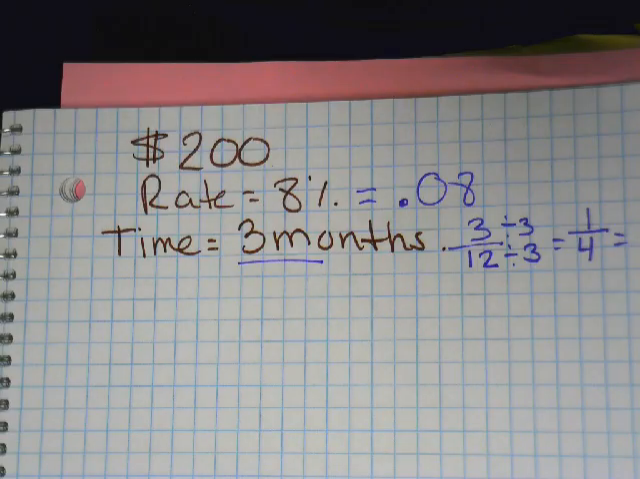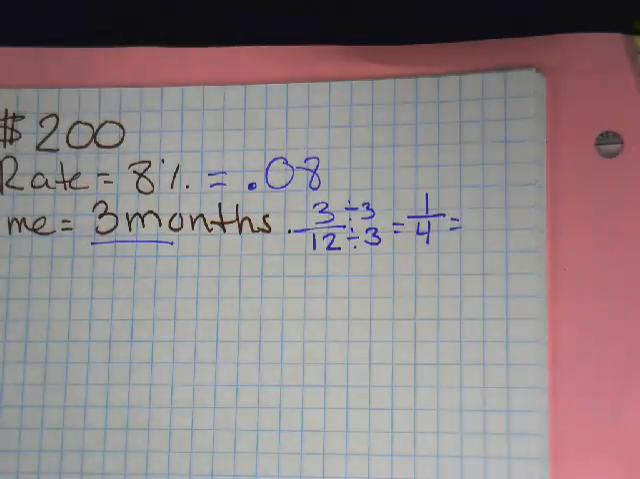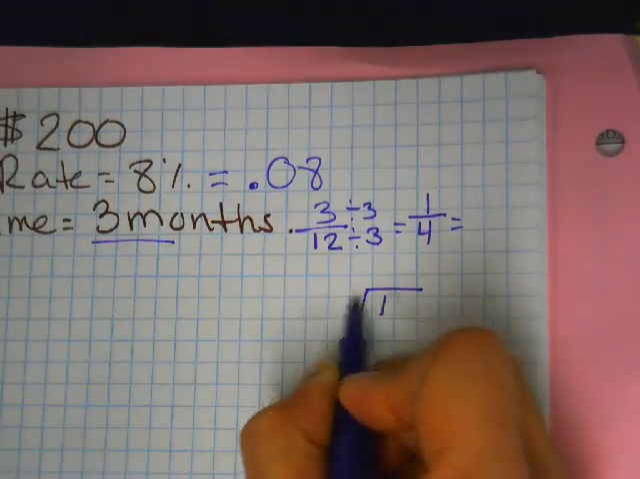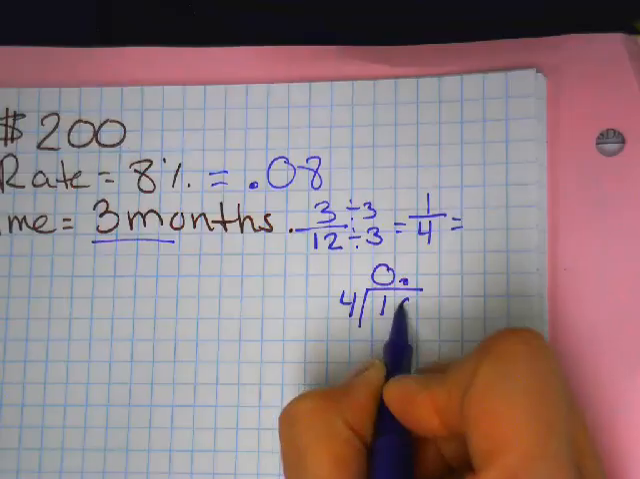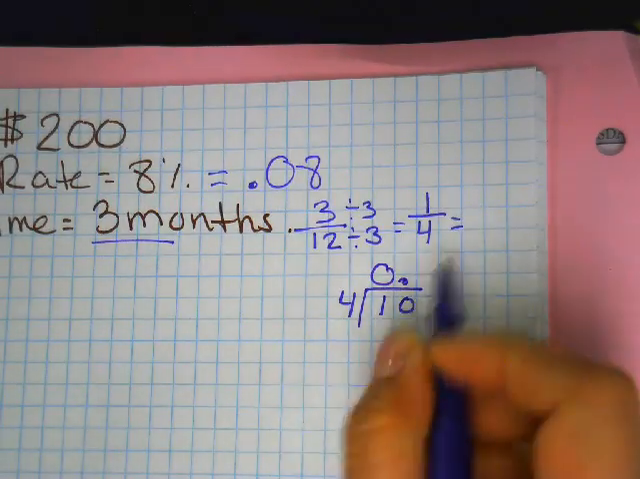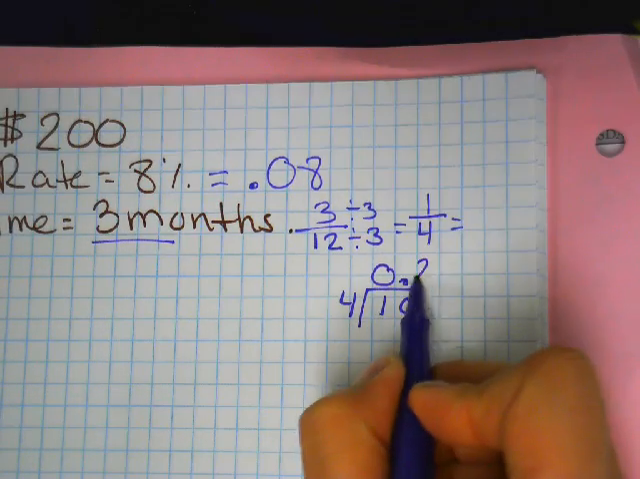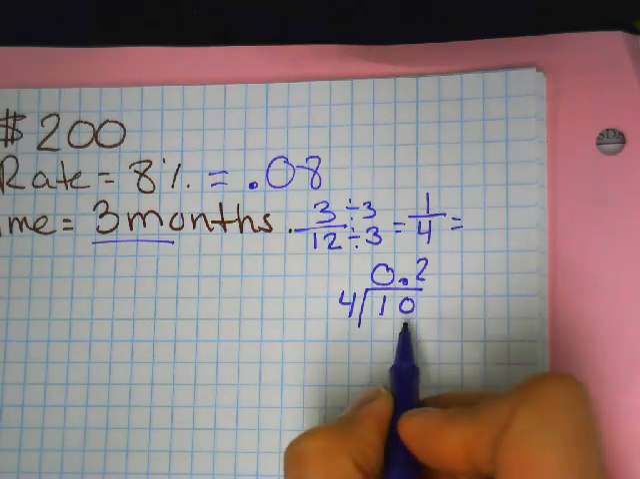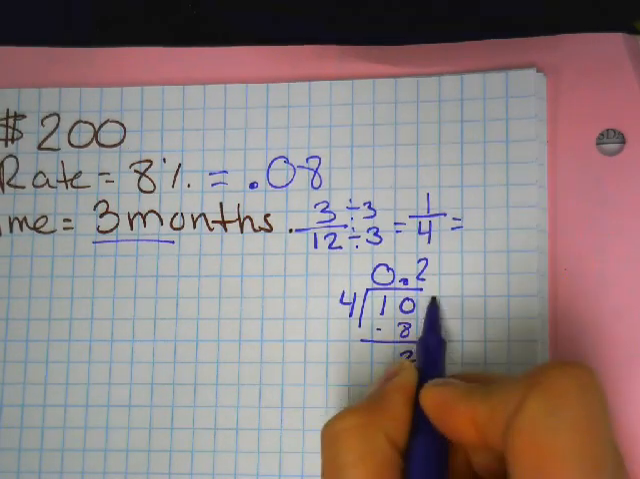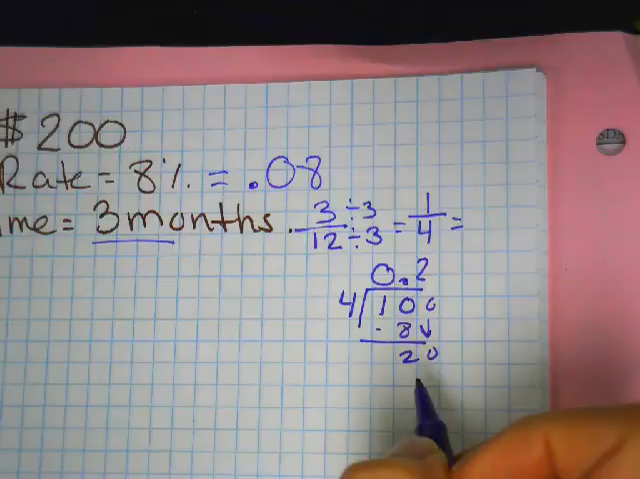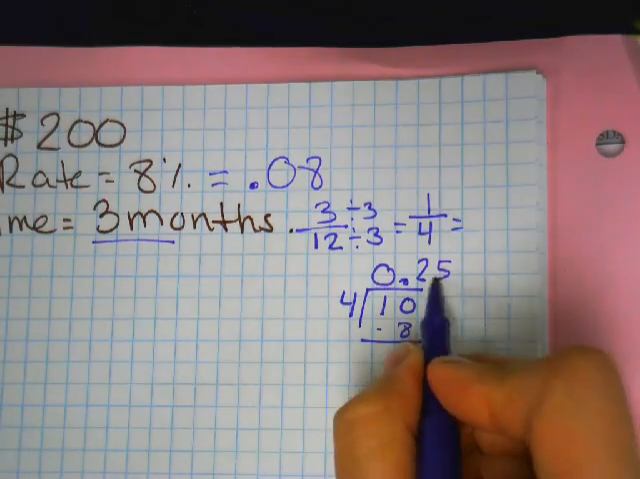What is the decimal of 1/4? If you don't know, you can divide it. How many times is 4 going into 10? 2. 2 times 4? 4 times what gives you 20? So what is my decimal?